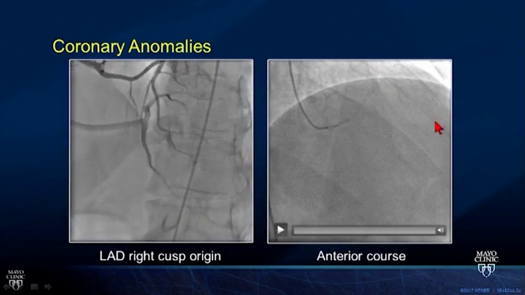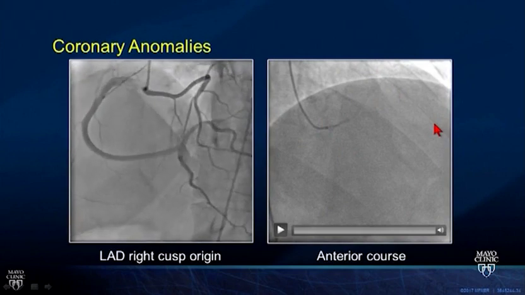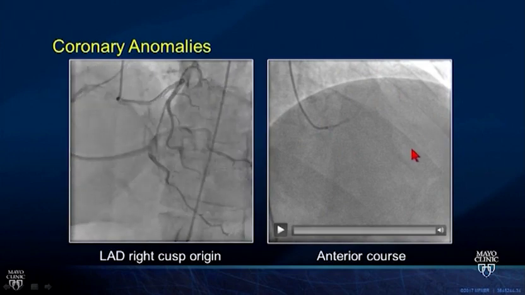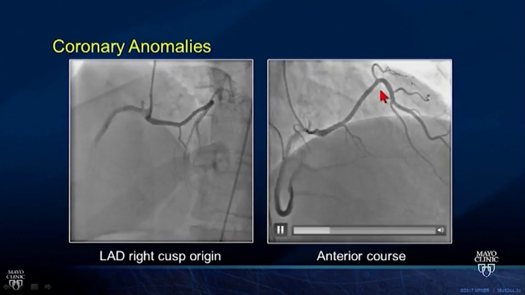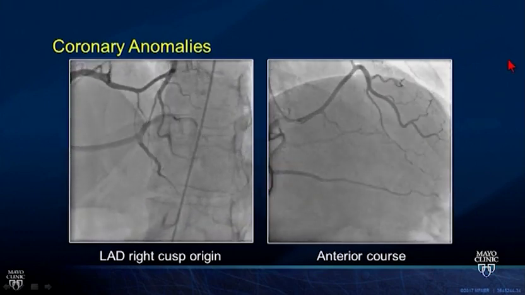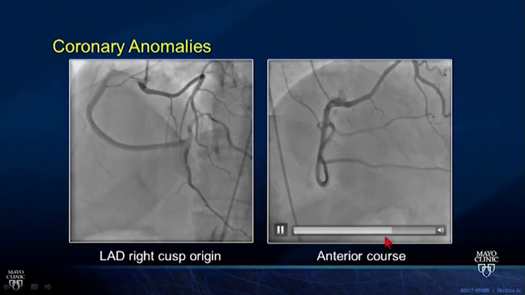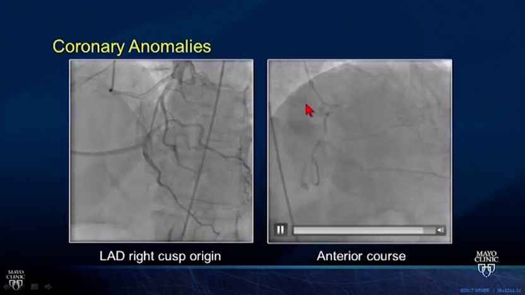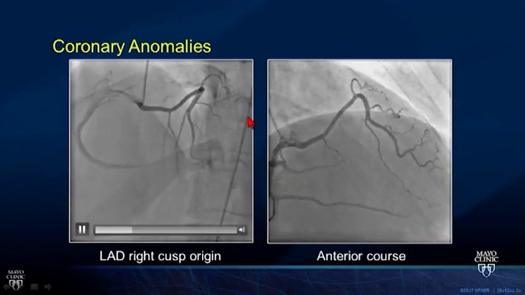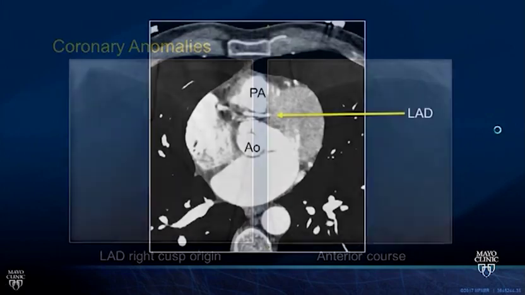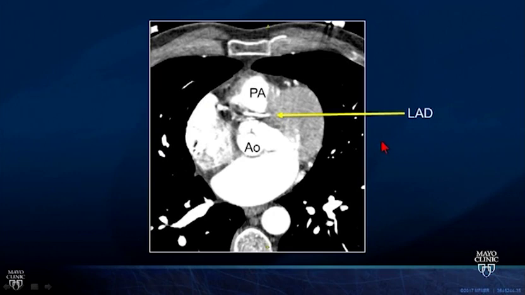Here's another example of coronary anomalies. This is an LAD coming off of the right cusp. You see both the right coronary and the LAD filling in this LAO view. And this is the same patient in the RAO view. And it actually has an anterior course. You can see that the anomaly moves anteriorly, and it never goes posterior first. And this is that same patient, and this is their axial CT. And you can see that that artery was going between the pulmonary artery and the aorta.